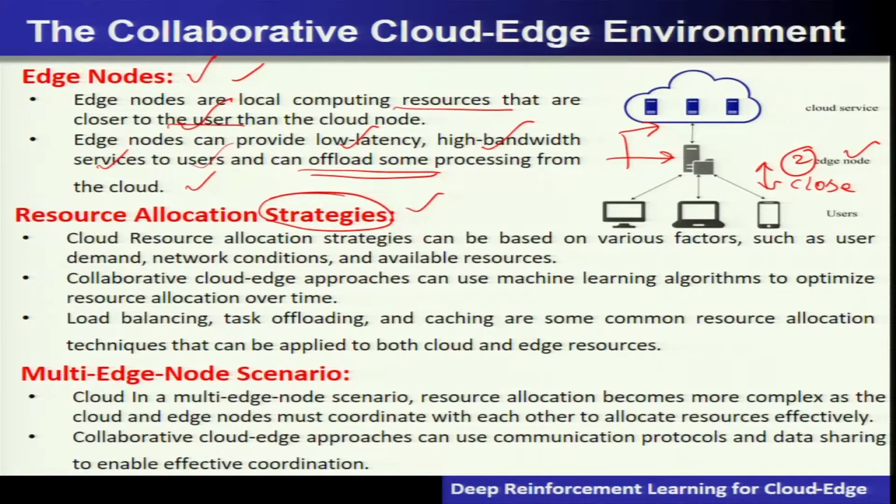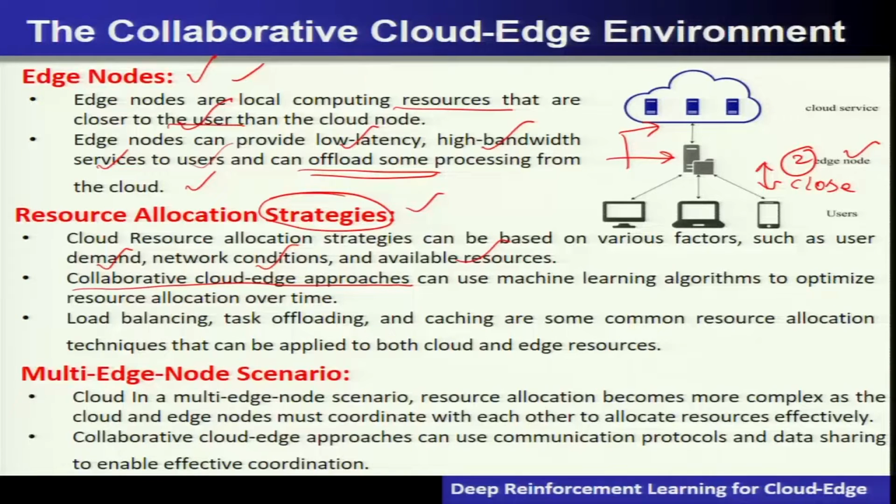The cloud resource allocation strategy can be based on various factors such as user demand, that is the demand for that resource from the users, network conditions, and availability of resources. These three important factors affect the resource allocation strategy. In collaborative edge approaches, this strategy has to be very intelligent. If a human is involved in deciding this strategy based on user demand, network conditions, available resources, and optimization conditions, humans are good at it.